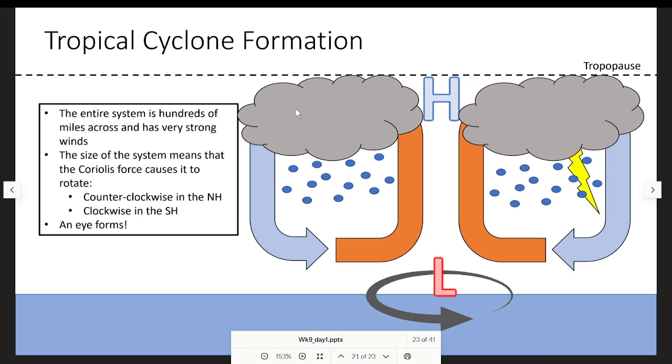So it's hundreds of miles across, and it has strong winds. The size of the system means that the Coriolis force causes it to rotate, and also the wind speed. So the size of the system and the fast wind speeds lead to the Coriolis effect taking place. In the northern hemisphere, where we are, we'll see these systems rotate counterclockwise, and in the southern hemisphere, we'll see them clockwise. And once you get those wind speeds to 74 miles per hour, this is when you get that eye wall formation.